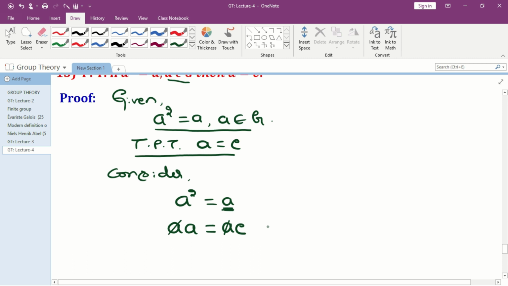Therefore now use left cancellation law. Because AE is equal to A, using that condition we have written A. Okay, using left cancellation law, what we got? A is equal to E. So using left cancellation law, therefore we have proved A is equal to E. Okay, the next problem.